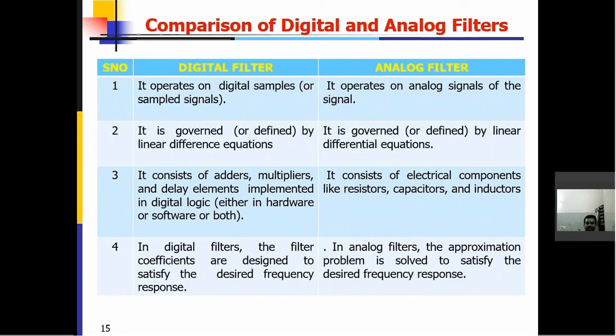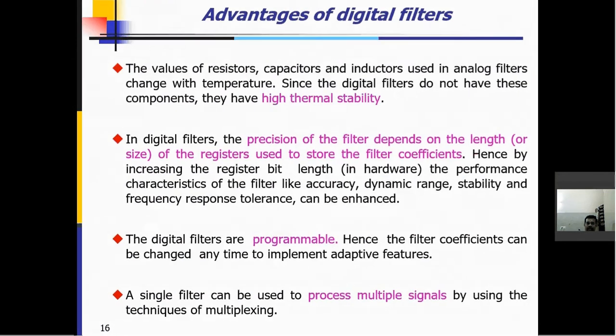The digital filter consists of adders, multipliers, and delay elements implemented in digital logic, either in hardware or software or both. An analog filter consists of electrical components like resistors, capacitors, and inductors. In a digital filter, the filter coefficients are designed to satisfy the desired frequency response. In analog filters, the approximation problem is solved to satisfy the desired frequency response.